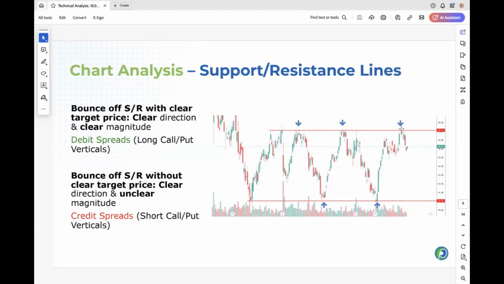And so the question becomes, will demand overcome supply? And that's when we layer on other things.